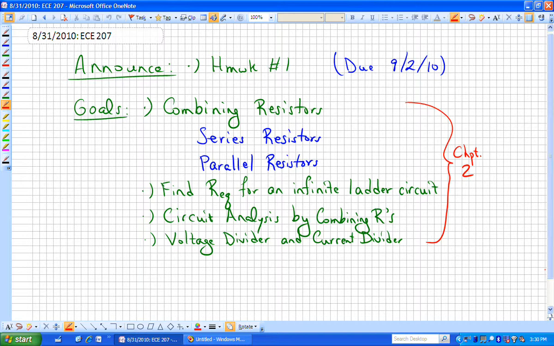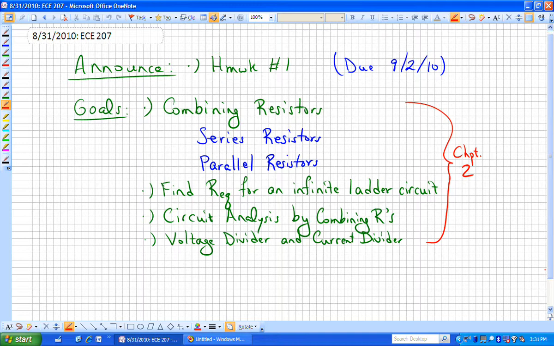Today for announcements, homework 1 is due on Thursday. That should be on the D2L website, that particular assignment. Today what we want to do is start Chapter 2 material. This is not all of Chapter 2, but I've simply highlighted Chapter 2, meaning you need to be reading that if you haven't already started.